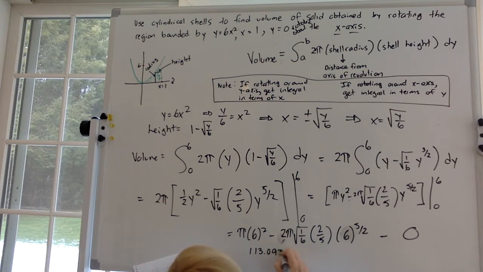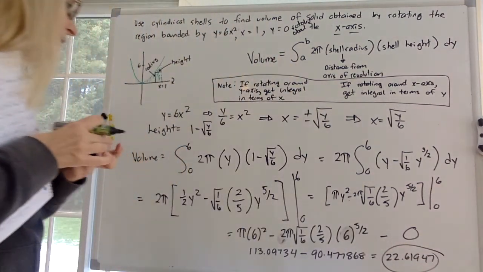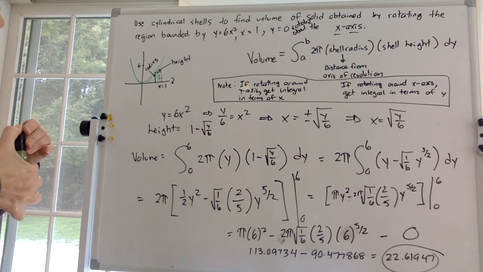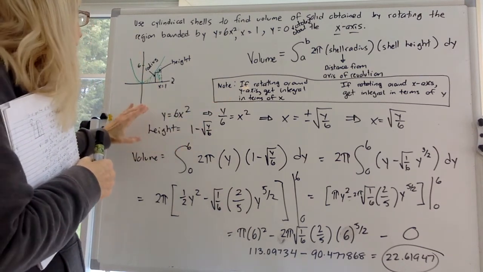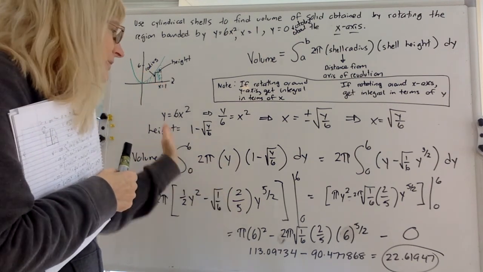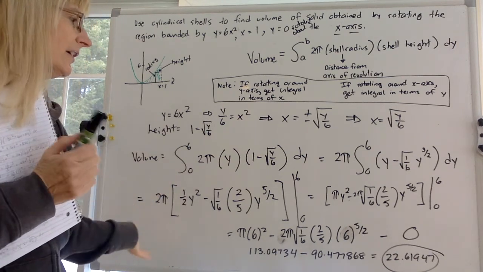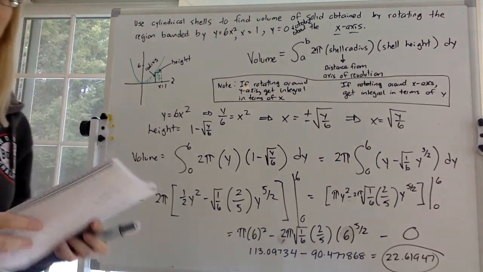I carried it out pretty far for decimal points, and I did this whole thing on my calculator, and I got 90.477868, which gives me 22.61947. I don't know how many decimal points they would want you to carry it out to in the problem that you're doing. But you've got to be careful. The main thing here is to realize we're rotating around the x-axis, so everything is in terms of y. We had to do that in order to find the height. Then we had to plug everything in and make sure we didn't make any mistakes like I almost did, plug it into your calculator, get the magic answer, type it in and hope that it's right. Hope that helps.